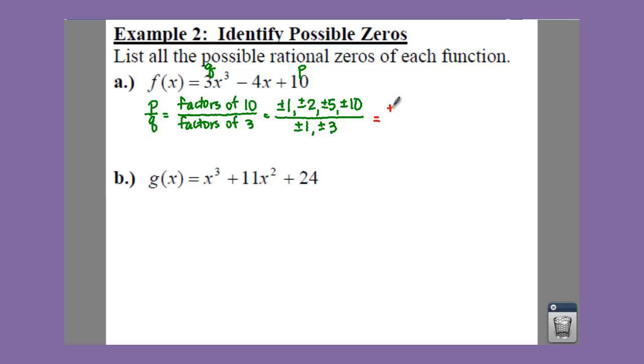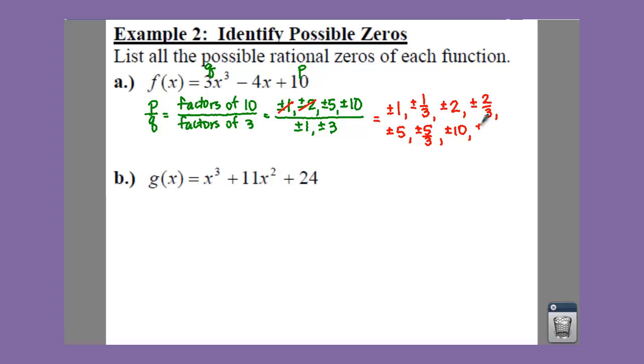So if we take 1 divided by 1, that is plus or minus 1. Then we have 1 divided by 3, that is plus or minus 1/3. Now we're done with the 1. Let's go to the 2. 2 over 1 is plus or minus 2. 2 over 3 is plus or minus 2/3. Done with the 2. So do the same thing with the 5, and then we're also going to do the same thing with the 10.